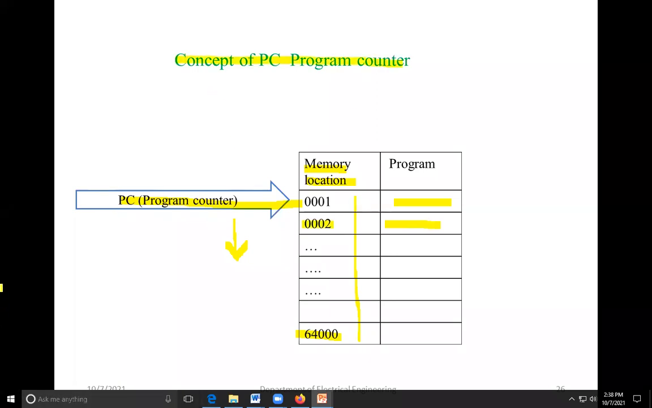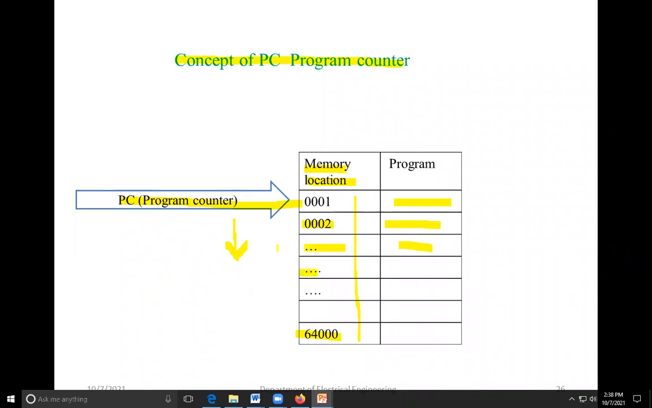What is the program counter? The program counter stores the memory location. If the location is 0001, after execution of the instruction present at that location, the program counter will automatically be incremented and go to the next instruction, then execute it. After executing this instruction, the program counter goes to the third instruction, executes it, then goes to the fourth instruction.